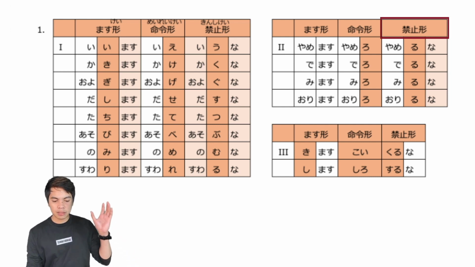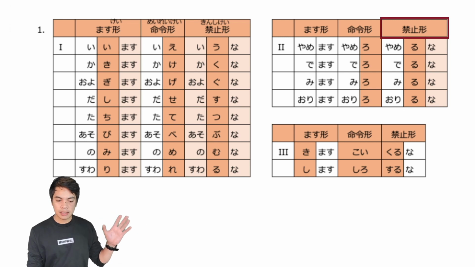So the dictionary form of yamemasu is yameru plus na, yameruna. Demasu, deru, deruna. Mimasu, miru, miruna. And orimasu, oriru, oriruna. For the group 3 verbs, let's start from the verb kimasu, which means to come. Remember, the meirei kei of kimasu is koi. Koi, come here, koi. And kuruna for the kinshi kei, kuruna, don't come, kuruna.